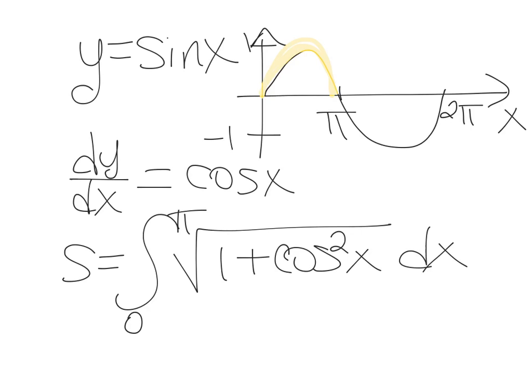Okay, put that into your calculator, the integral from 0 to pi of the square root of 1 plus cosine of x squared dx, and you should get 3.820. Great job.